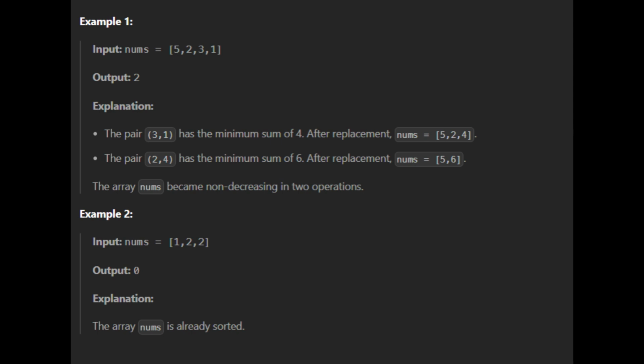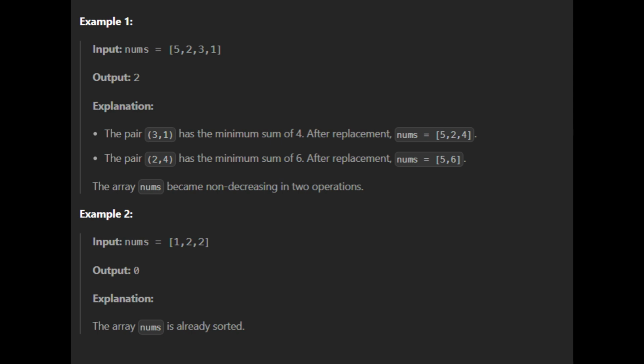Example 1 explanation. Let's take the input array nums equals [5, 2, 3, 1]. Our goal is to make this array non-decreasing, meaning every element should be greater than or equal to the previous one, using the given operation. Step 1. Find the adjacent pair with the minimum sum. We look at all adjacent pairs.